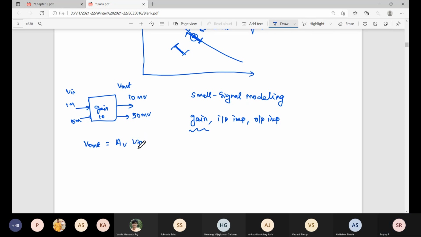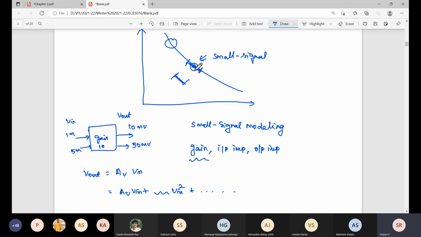But practically, due to the distortion inside a transistor, there will be higher order terms, some non-linearity in terms of Vin squared. But since we are operating at a small signal point, that non-linearity term is negligible. They assume it like that, but practically non-linear terms will be there.